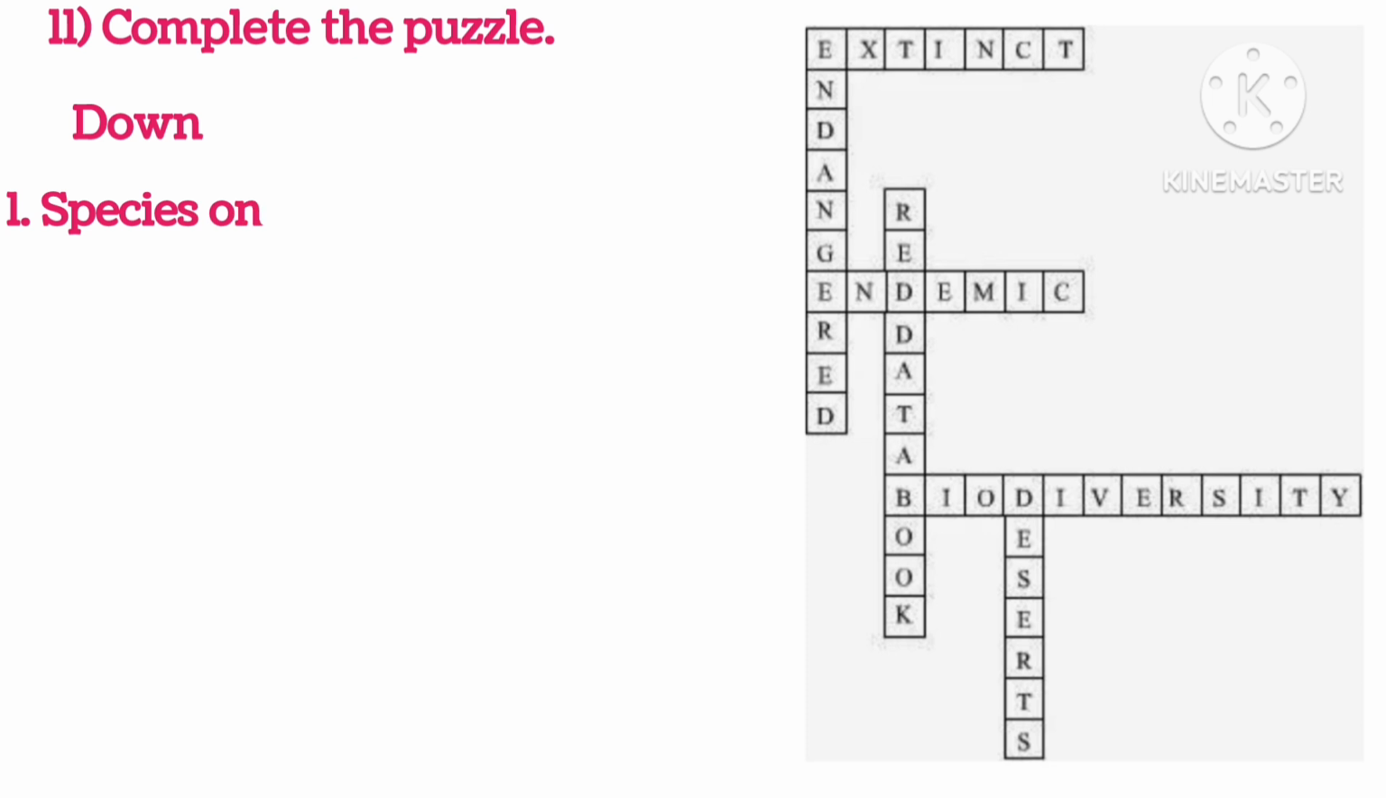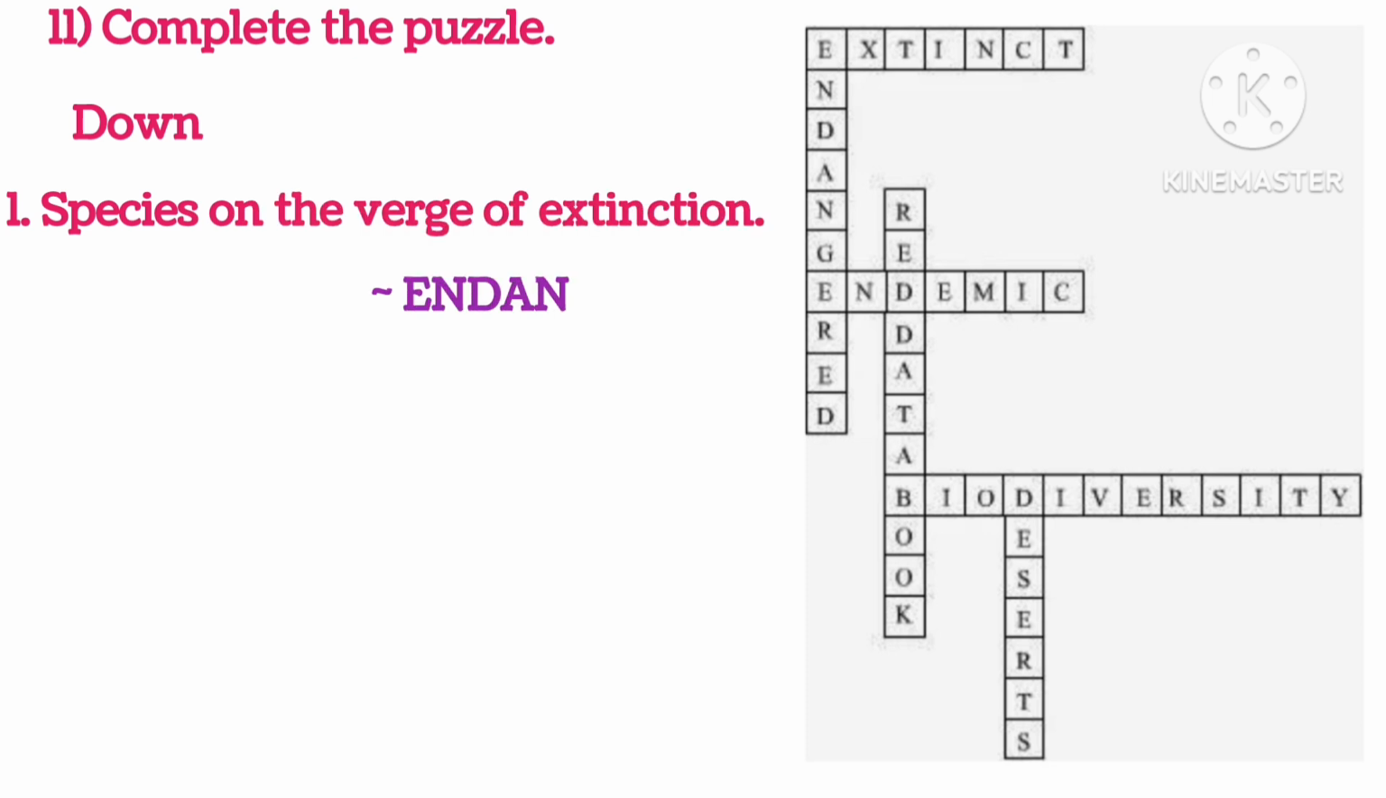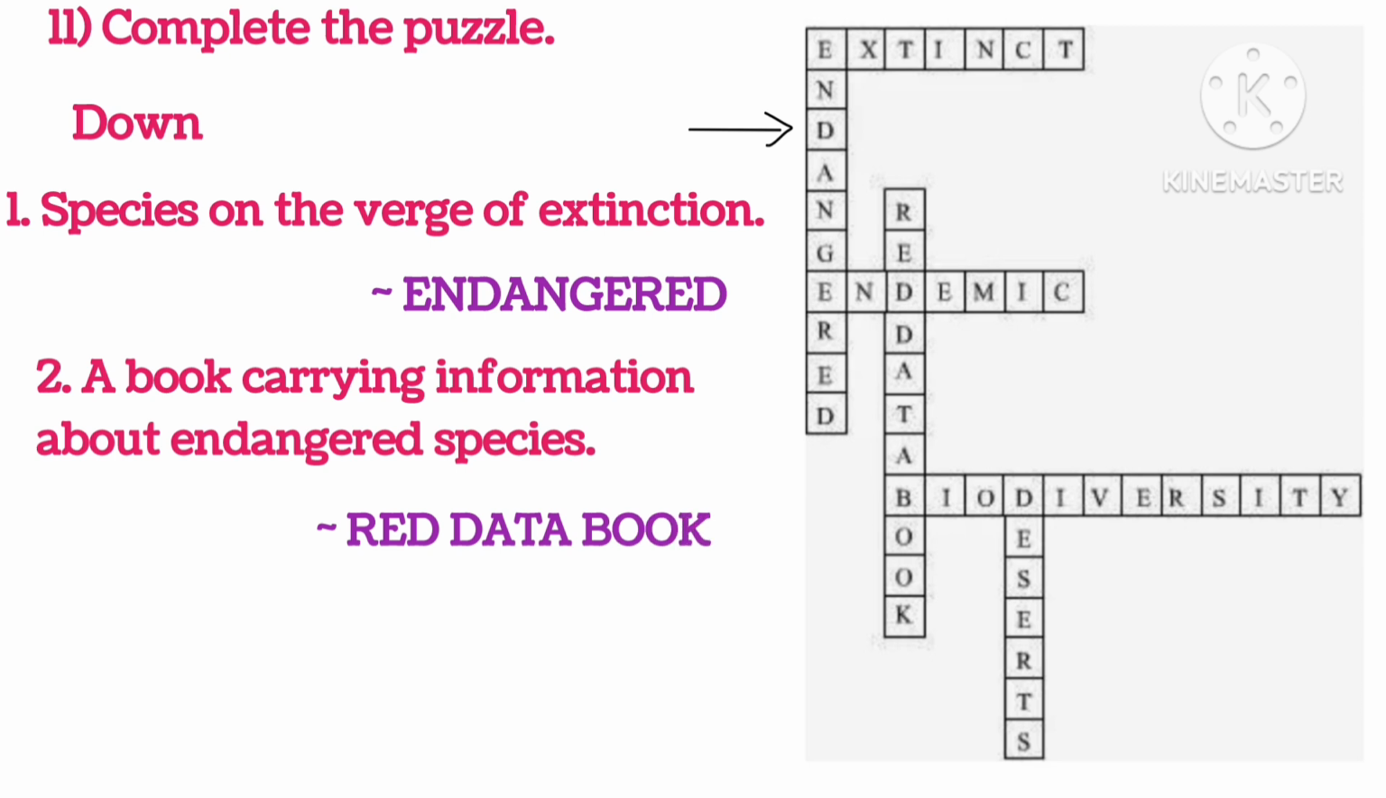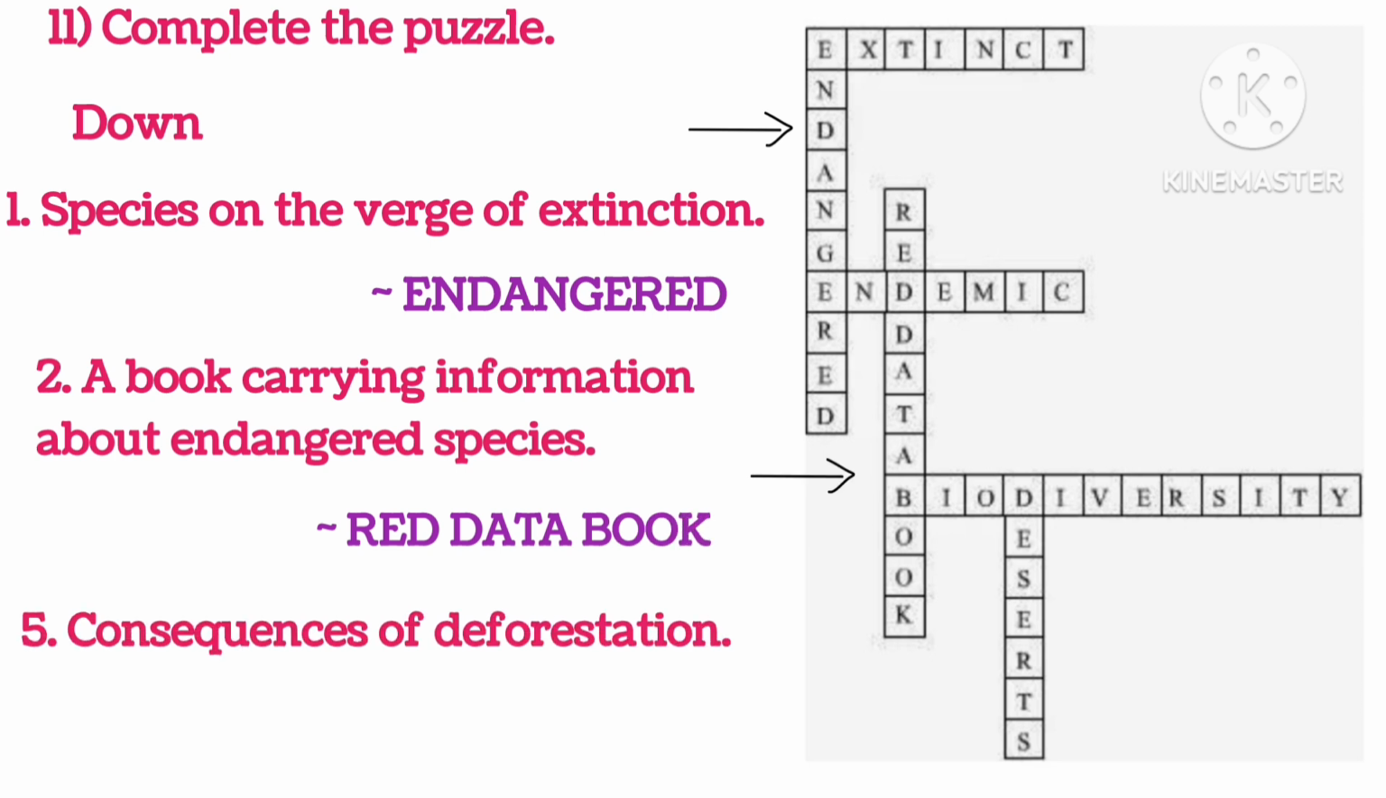Complete the puzzle. Down: species on the verge of extinction. Answer is endangered. You can see here. Second, a book carrying information about endangered species. Answer is Red Data Book, as shown here. Consequences of deforestation. Answer is deserts, as shown in the puzzle.